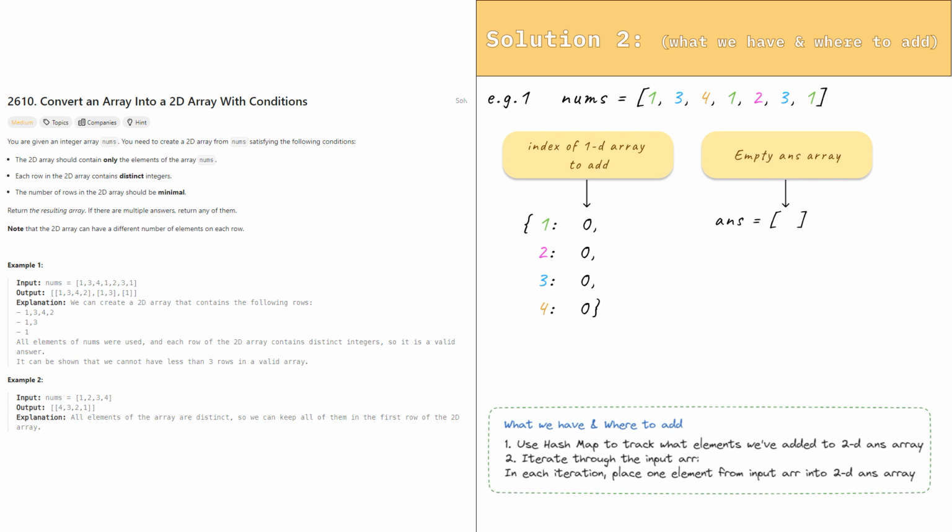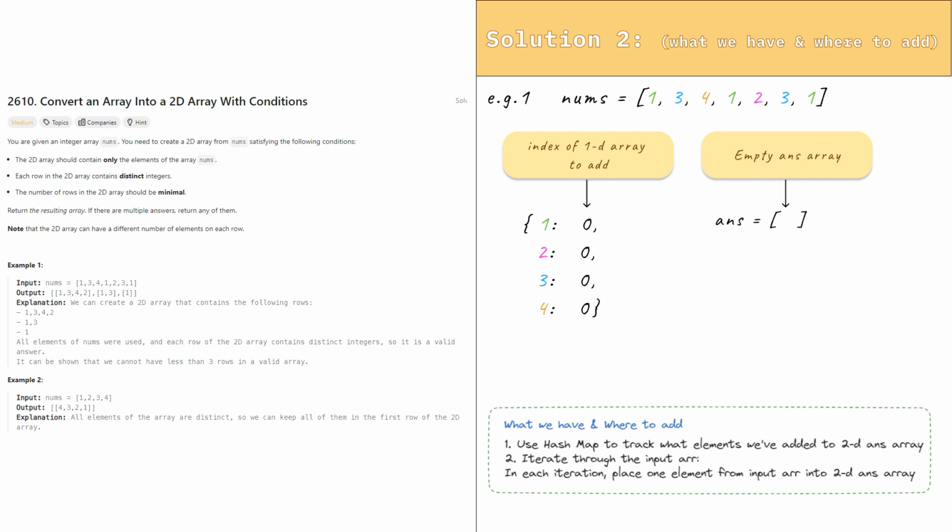Now we will walk through solution number 2 and see how we can use our hash map differently to solve this question. Here, we use the hash map to track what elements we have already added to our 2D answer array, or in other words, what's currently inside our answer array. So at the beginning, we have nothing in our answer array because it is empty. So we have a frequency of 0 for 1, a 0 frequency for 2, a 0 frequency for 3, and 4.